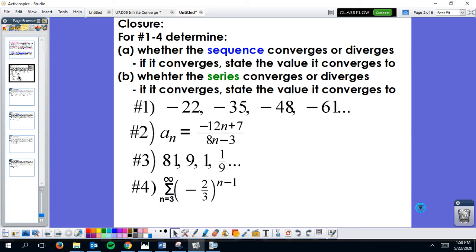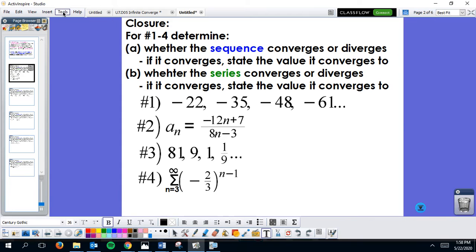These 4 questions were the closure from the lesson, but we don't actually do them in the video, and so I just thought I would go through each of these, and that might give you a little clarity on the difference between a sequence and a series and how to determine if and when they converge.